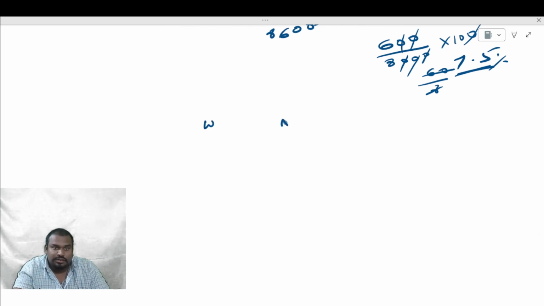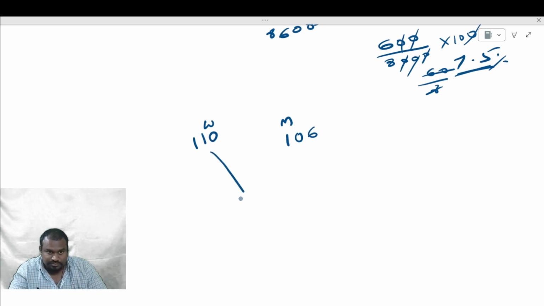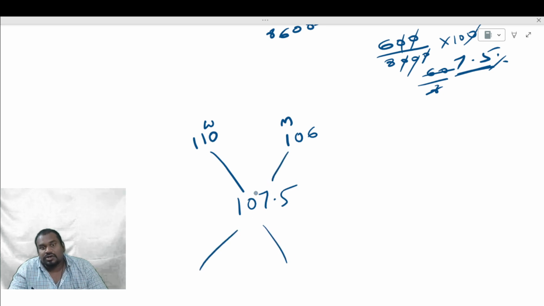Women increased by 10%, men by 6%. But as a total, the population change is 7.5%. So that common increment will be written in the middle. Now you make the difference. This is 107.5 minus 106, which is 1.5. And 110 minus 107.5, which is 2.5. So it will be 1.5 is to 2.5, and this is the ratio you should find.